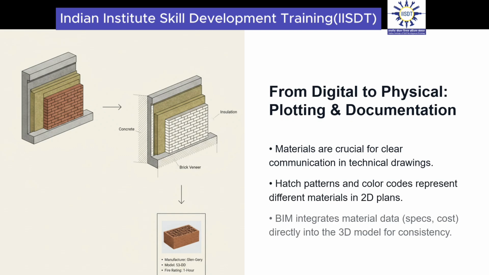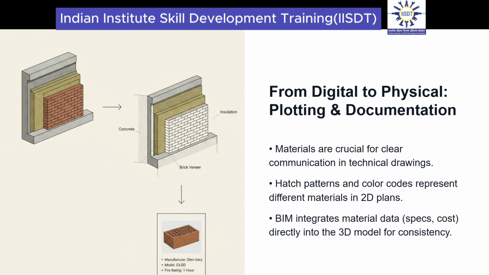The importance of materials and textures extends far beyond creating beautiful renders for presentations. They are a critical component of the entire project life cycle, especially in technical fields like architecture and engineering, where clear communication is paramount. When we move from a 3D model to 2D construction documents, we need a way to represent different materials clearly. This is where standardized conventions like hatch patterns come in. In a cross-section drawing, a diagonal line pattern might represent concrete, while a cross-hatch might represent brick, and a wavy line might represent insulation. This visual shorthand allows builders and contractors to immediately understand the architect's intent.